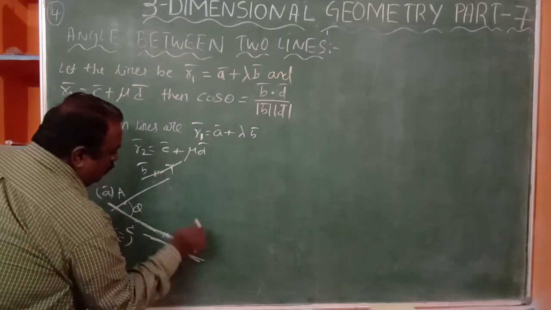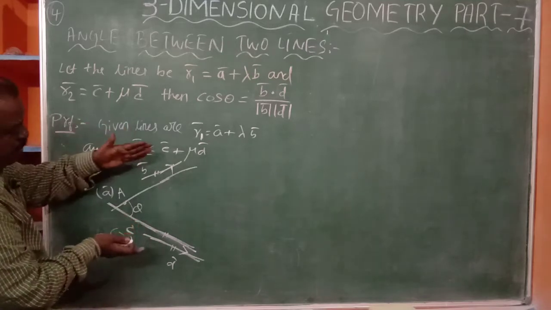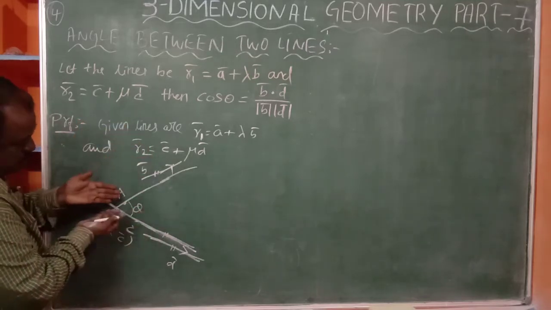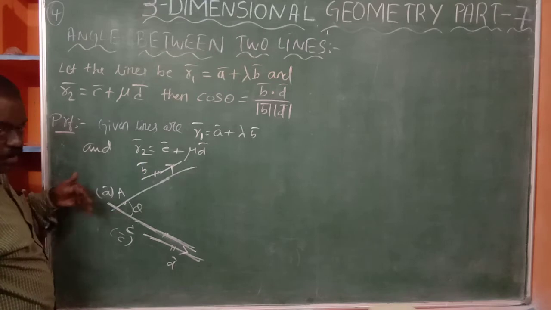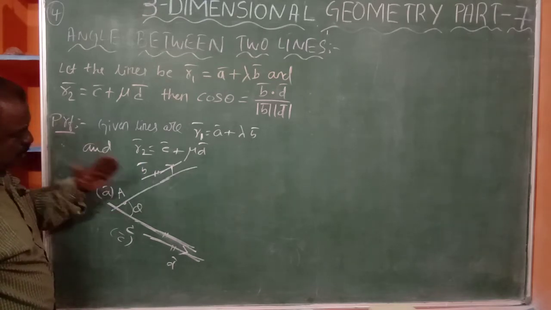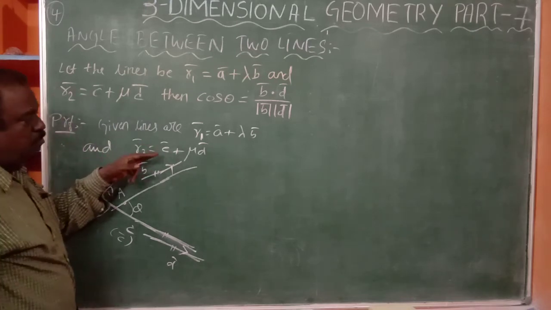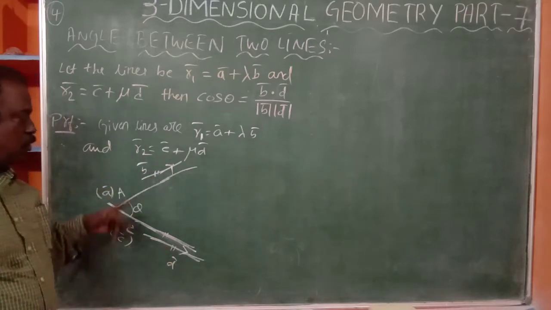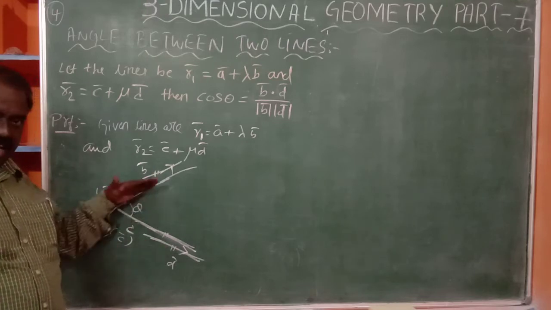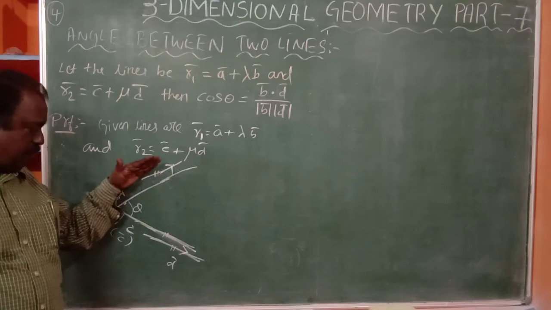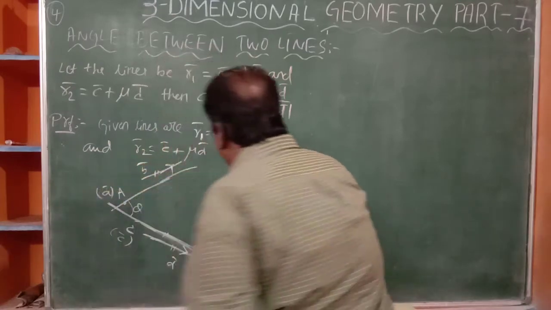This is the second line, say it is L2. This is the first line L1. It is parallel to the vector D. That means B bar and D bar are two vectors having the angle theta. That is the meaning here. You leave out this A point and C point, A bar and C bar. The line R bar is A bar plus lambda B bar, which means it is parallel to B bar. Another line C bar plus mu D bar means it is parallel to D bar. So here the lines are parallel to the vectors B bar and D bar. If theta is the angle between the lines, the angle between the vectors B bar and D bar is also theta.